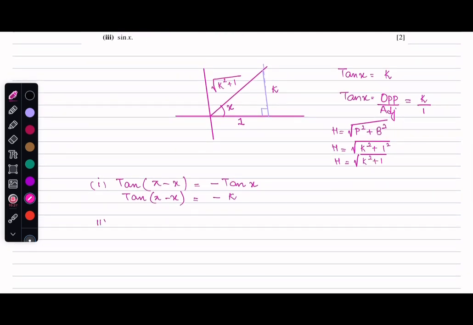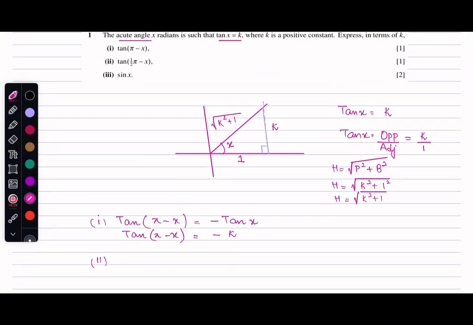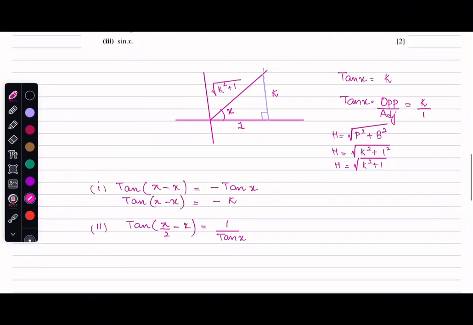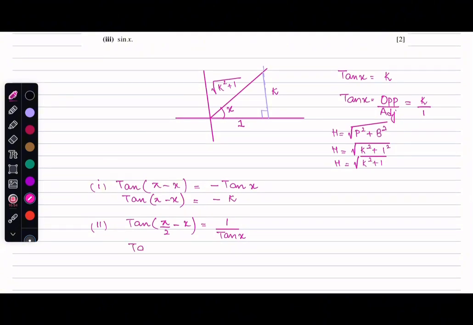The second question says, find tan of pi by 2 minus x. So we are talking about the complementary angle identity, and the complementary angle identity says that tan of pi by 2 minus x can be written as 1 over tan of x. Then simply substitute the tan of x value here, and this is going to be just 1 over k. That is going to be the answer.